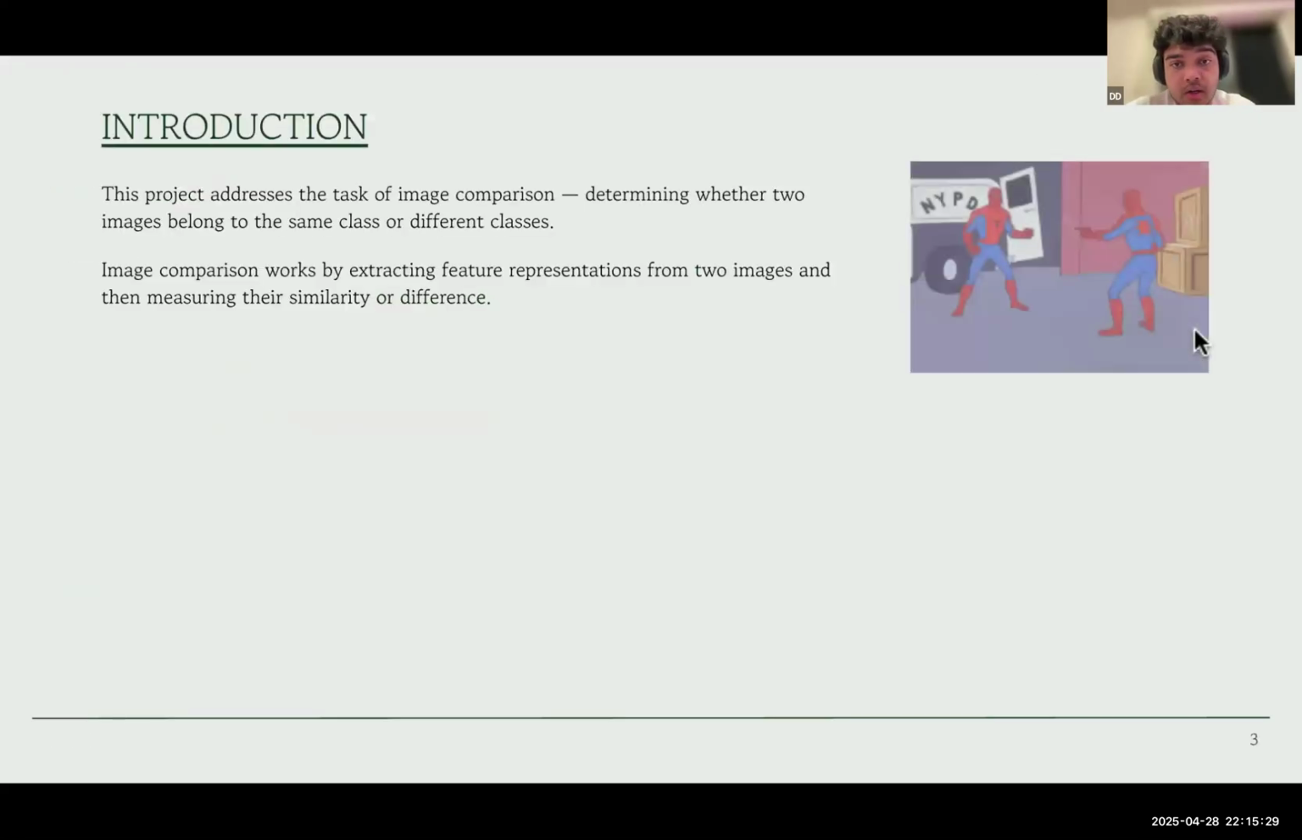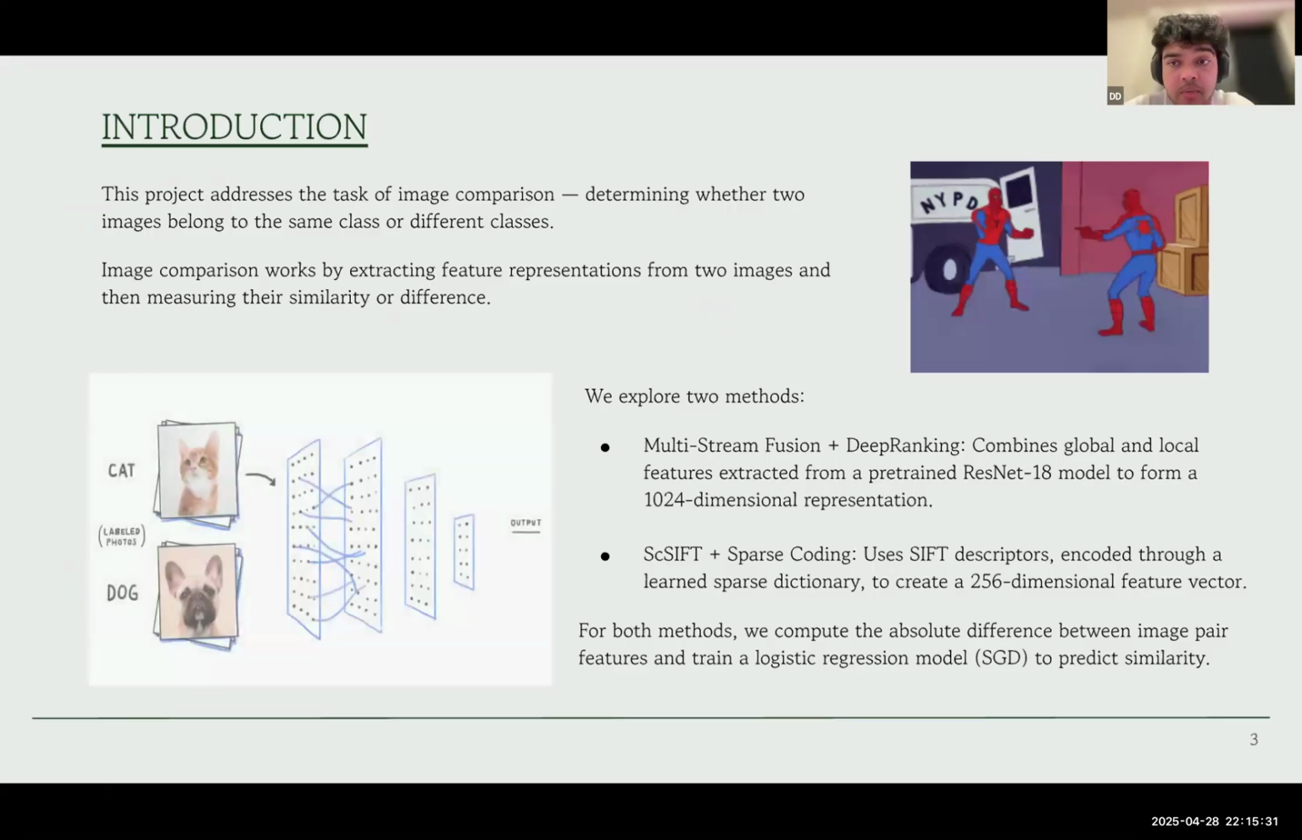So, this project addresses the task of image comparison, determining whether two images belong to the same or different class. Image comparison works by extracting feature representation from two images and then measuring their similarity or difference. To do that, we have used two methods, which are multi-stream fusion with deep ranking and ScSIFT with sparse coding.